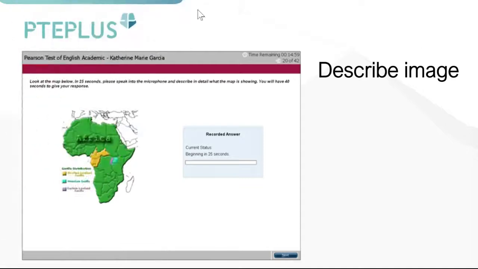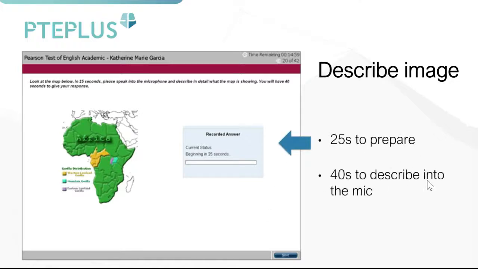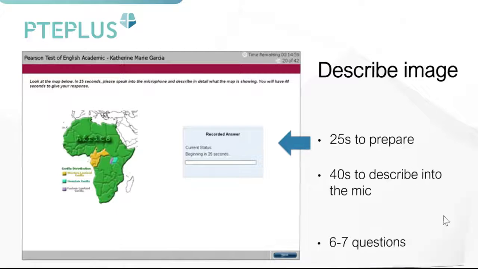Then the third question type is describe image. So you'll face some image. This could be a map or a graph or a process and so forth. And you'll get about 25 seconds to prepare before the microphone opens, and you'll have 40 seconds to describe this image into the microphone. And you'll be facing 6 to 7 of these in the exam.